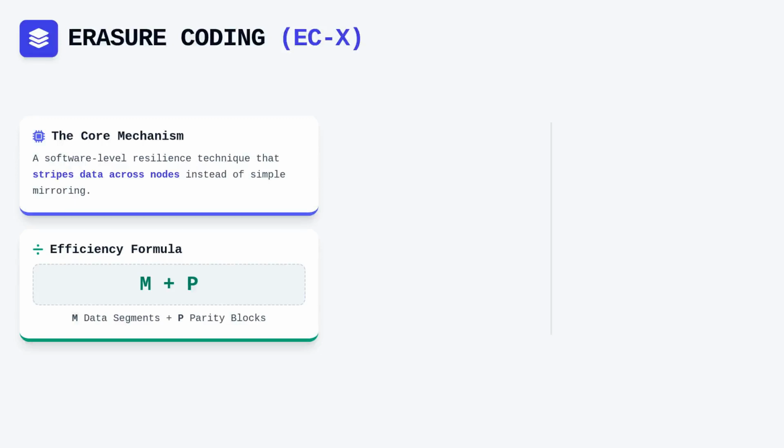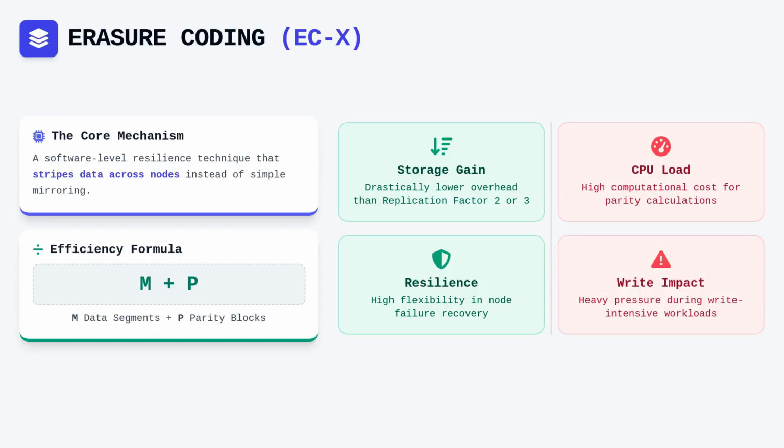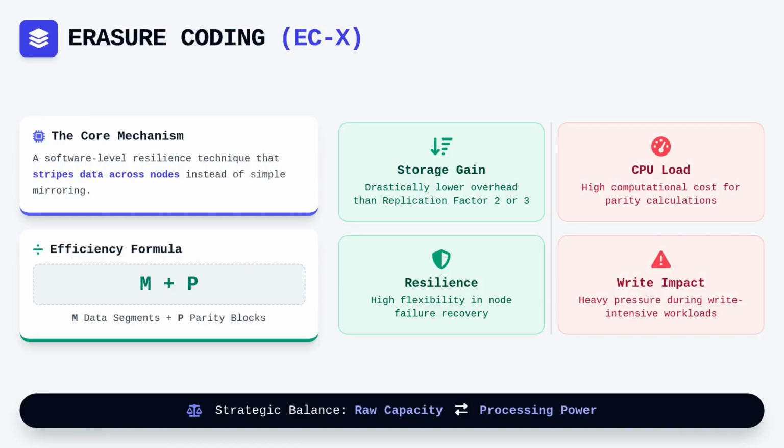While this significantly reduces the space requirements compared to traditional replication factor 2 or 3, there is a computational cost associated with calculating parity. We must balance our need for raw capacity against the processing power required to manage these parity stripes, particularly under heavy, write-intensive workloads.